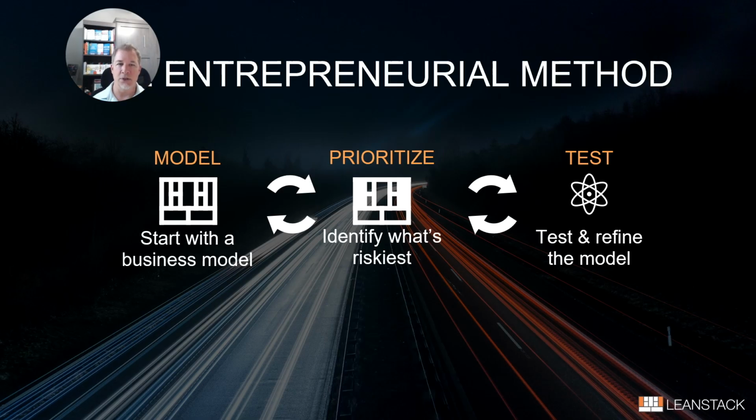The method that we use is called the entrepreneurial method. First, we start with a business model. Then we prioritize what are the riskiest assumptions that we have in this model with this new idea. Then we go out and actually test these ideas and gather evidence to reduce your risk so you don't waste all your time and money.